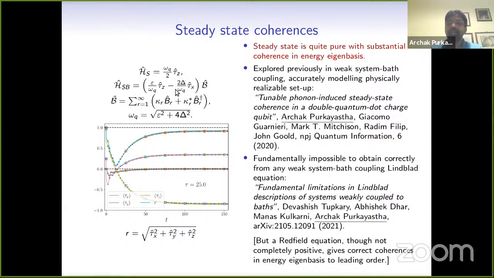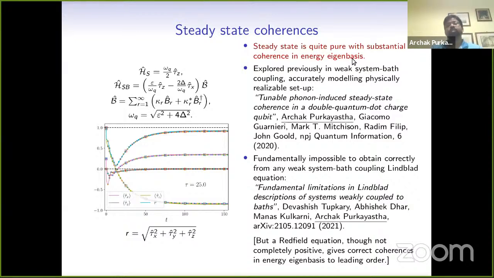Now, if you look at tau x and tau z and so on in this basis, you will find that in the steady state there is a considerable value of tau x. This is the same as the previous result transformed to this basis. This is what we have been calling steady state coherence, not related to this work but previous works. We are also plotting the radius of the Bloch sphere, and it's also quite close to 1. So the steady state is actually quite pure with substantial coherences in the energy eigenbasis.